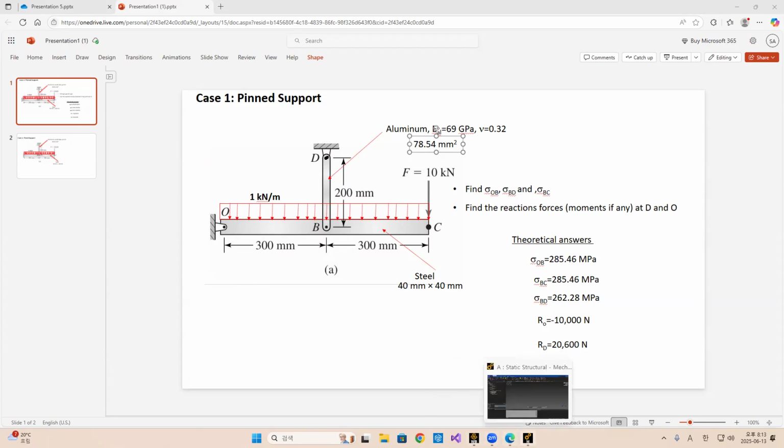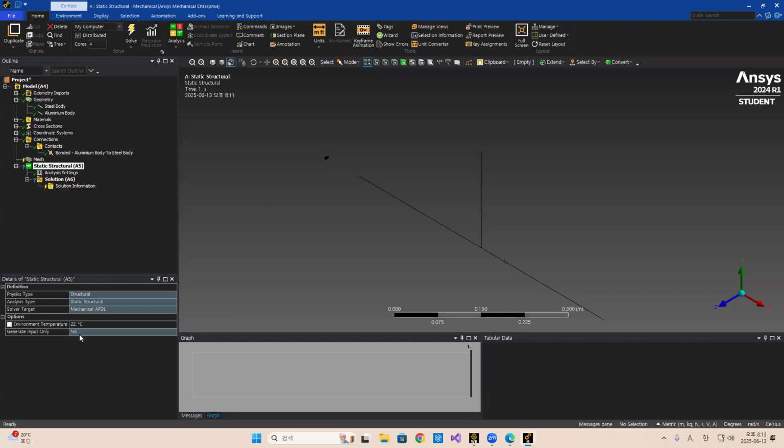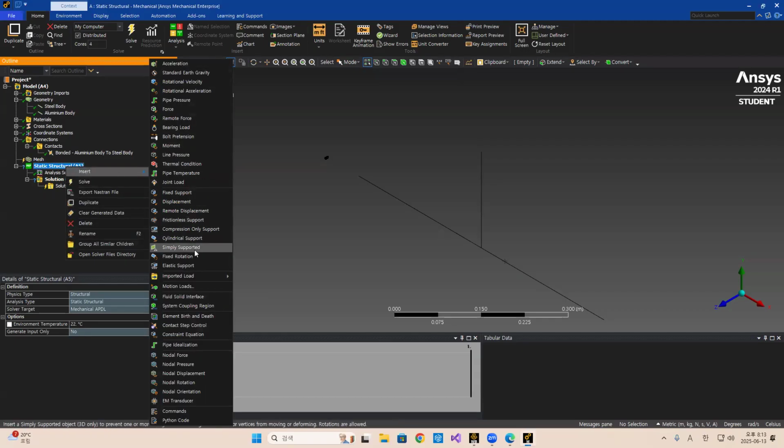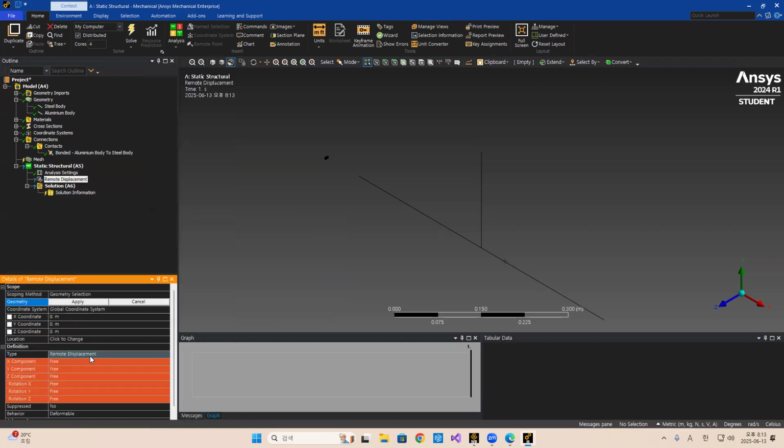So how can you give a pinned joint? Here, Insert. What type do we have to give? Like Displacement. Displacement means that it only gives displacement: delta x 0, delta y 0, delta z 0. And you can also give Fixed Rotation, which means you can arrest theta x, theta y, theta z. But I'm going to use Remote Displacement, which means I want to give all the things at a time.